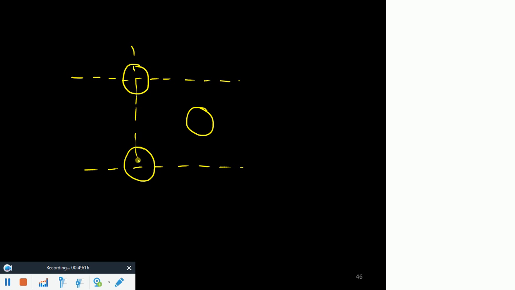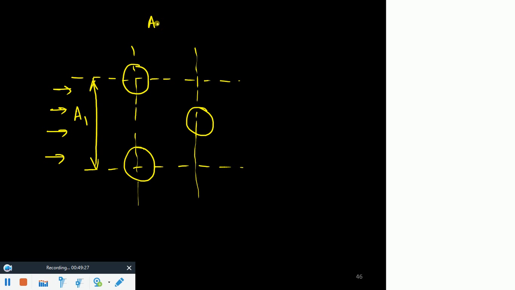This is quite interesting. Once again, flow is coming onto it. This is the area A1, let's say. A1 would be equal to ST times L, where ST is the transversal pitch, you remember that. Now this pitch is the diagonal pitch. The fluid has to pass through this area, and then it would have to go through this one.